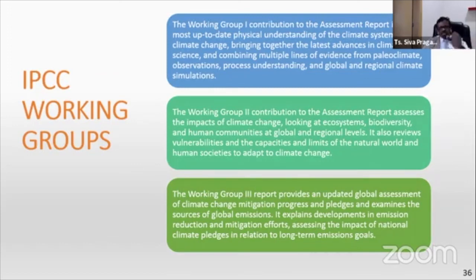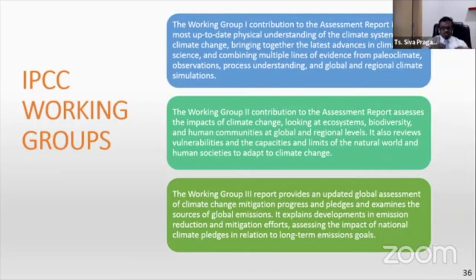And they come out with their assessment report. Then we have working group two, who assess the report and find out what is the impact on the climate change, right? By looking at the ecosystems, biodiversity, in terms of human communities at global and regional levels, right? They also review the vulnerabilities and the capabilities and limits of the natural world and the human societies. Basically, they do a great job to find what is the impact.